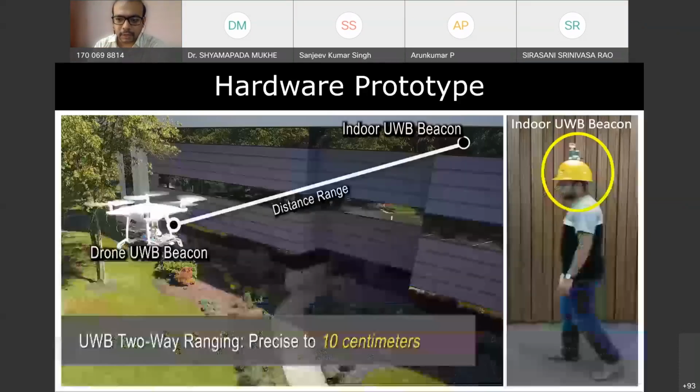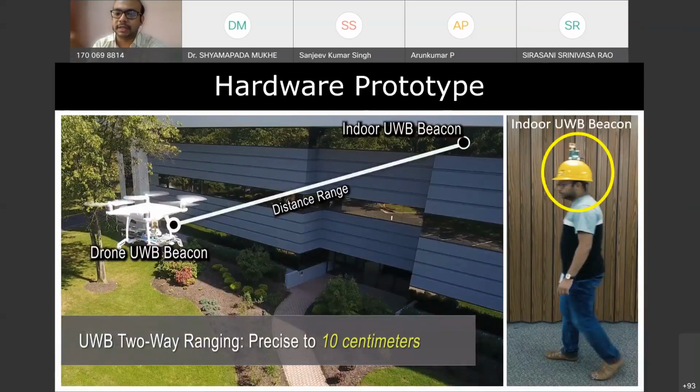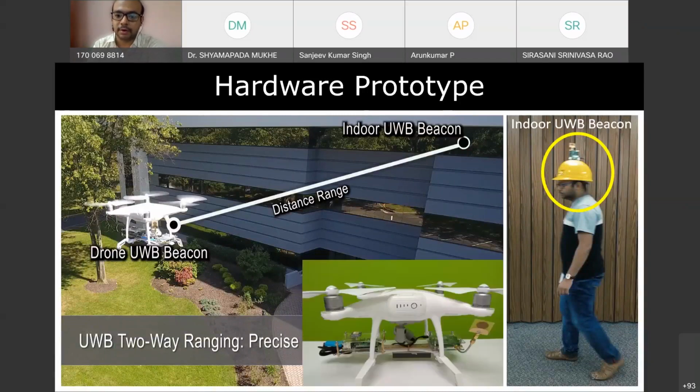Okay. This is the actual picture, me with the device. I'm inside the building and walking, and the drone on the left-hand side of the picture is flying outside the building and continuously tracking me inside with a precision of almost 10 centimeters. Okay, so this is the actual drone in action.